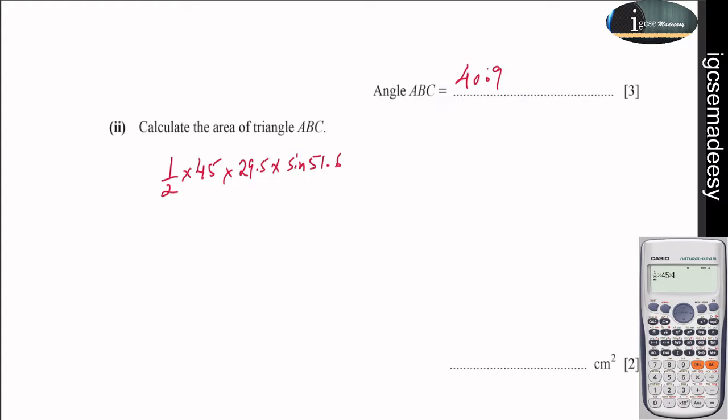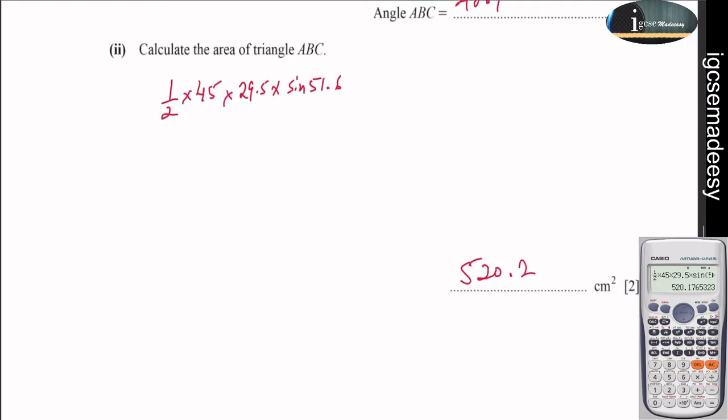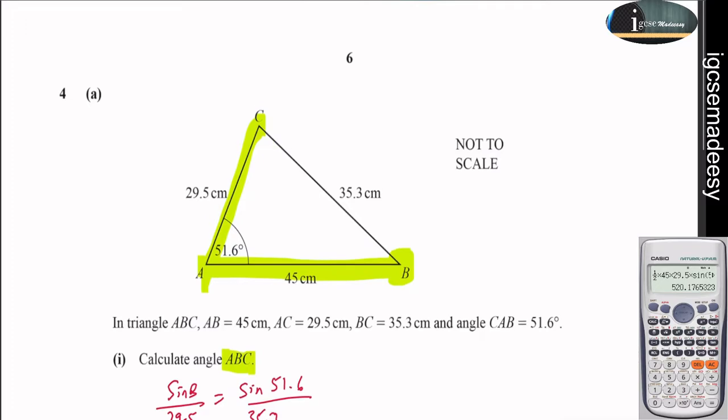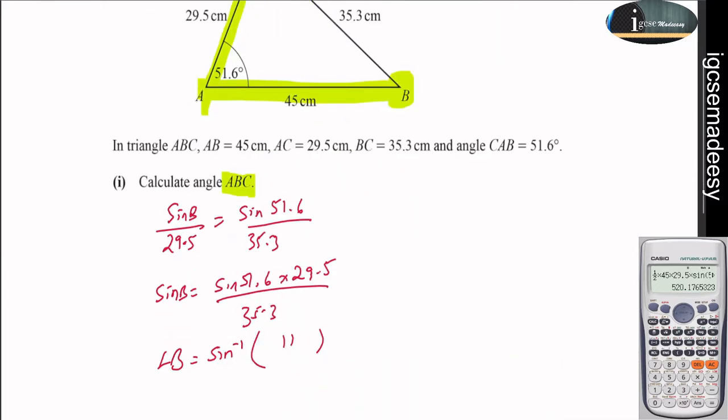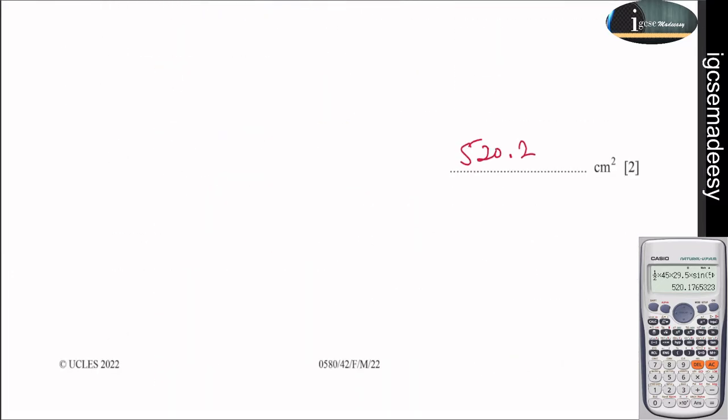So if we calculate this one, then 29.5 times sine 51.6 gives you 520.17. So we can write it as 520.2 centimeters square will be the area of this triangle ABC. Okay.